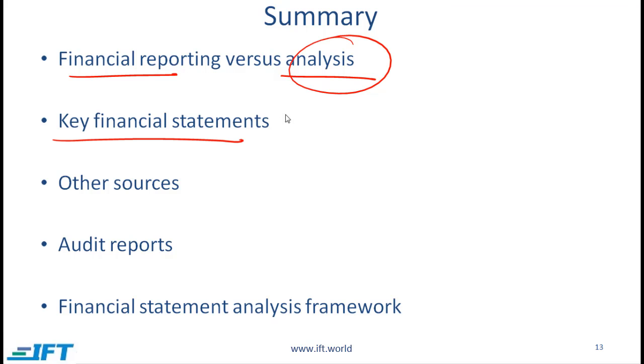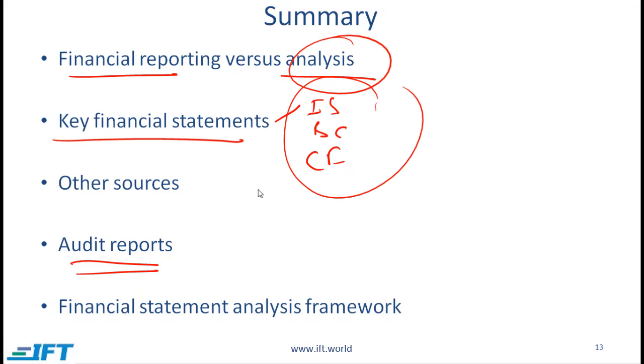There are 4 key financial statements: the income statement, balance sheet, cash flow statement, and statement of changes in shareholder equity. These 4 statements are backed up by a tremendous amount of information in the footnotes and supplementary schedules. An audit report is important because this represents an independent third party's view on the financial reports that have been presented by the company. And finally, you need to be on top of the financial statement analysis framework that we just talked about. This perhaps is the most important item from a testability perspective.